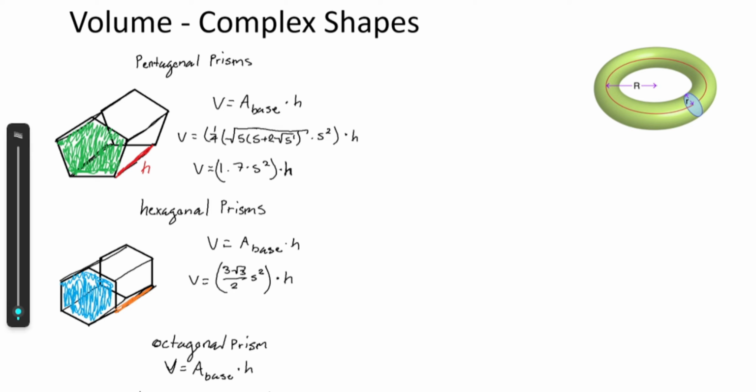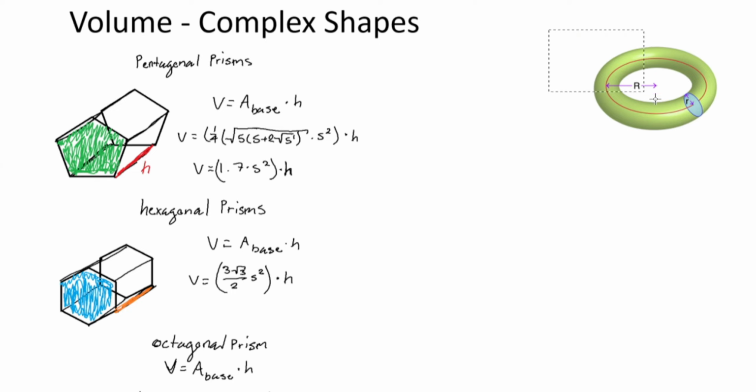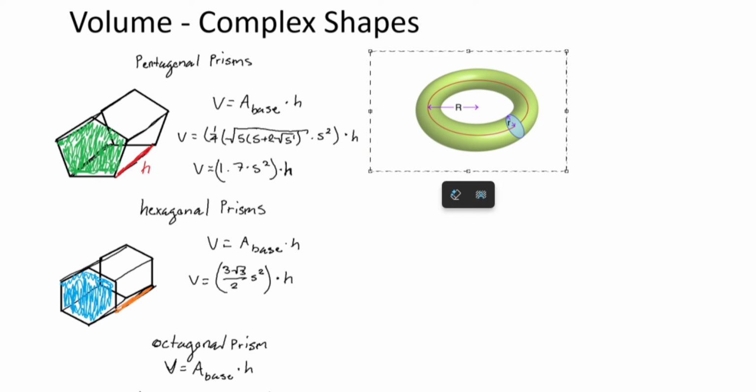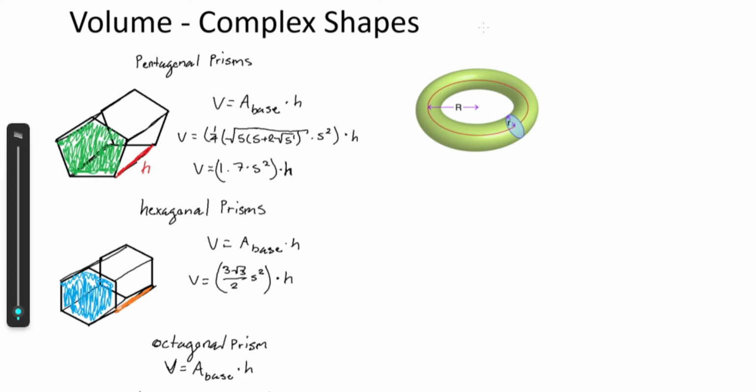But now let's look at the torus. The torus, one of my favorite shapes. This little image that I'm dragging around here is called a torus. So the volumetric equation for a torus looks like this. It's 2 pi squared multiplied by the major radius multiplied by the minor radius squared.